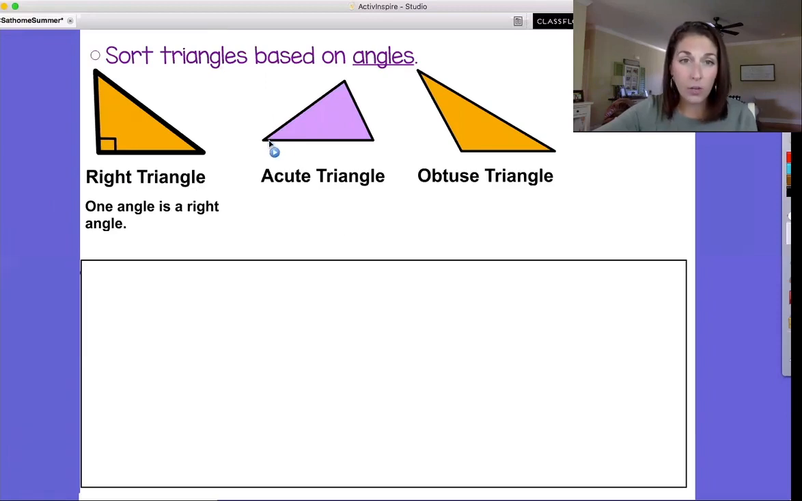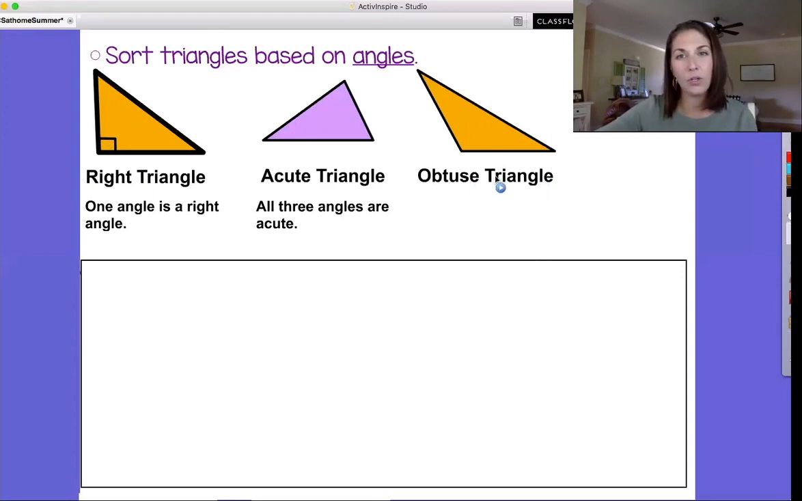Now for an acute triangle, it's going to look a little different. I see an acute angle here, an acute angle here, and an acute angle here. So, for it to be classified as an acute triangle, all the angles must be acute. For right, I just had to have one right angle. But for an acute triangle, all three angles are acute.